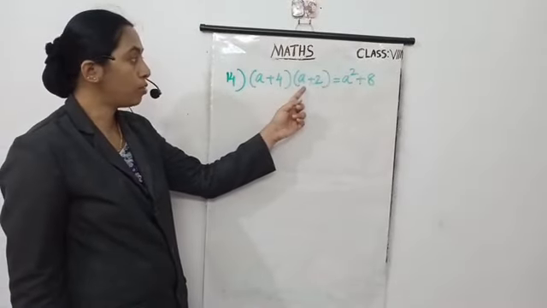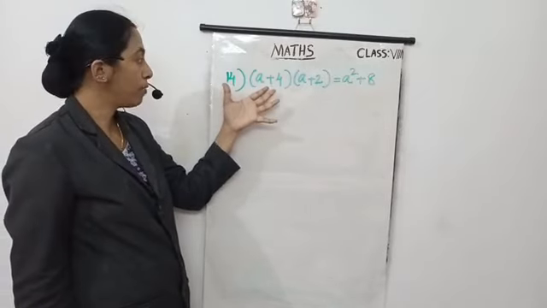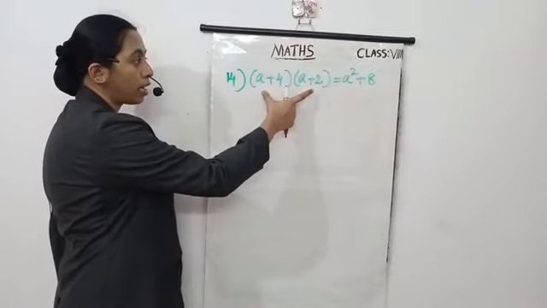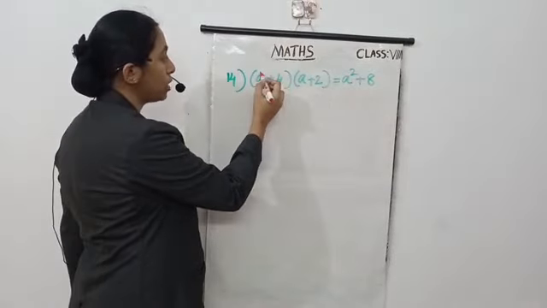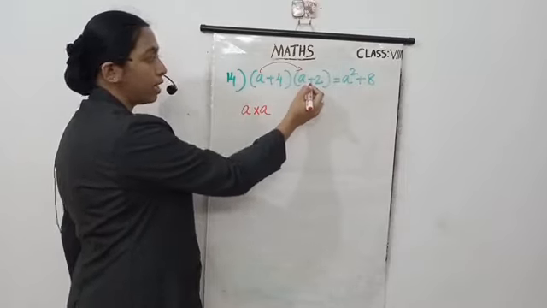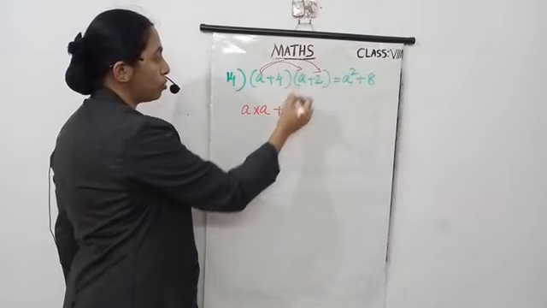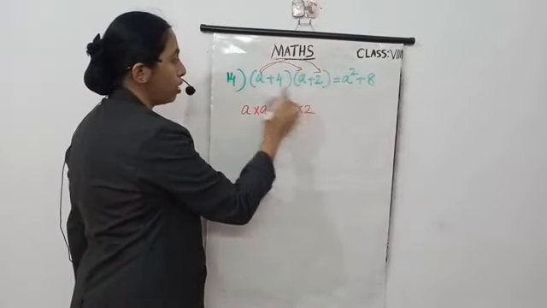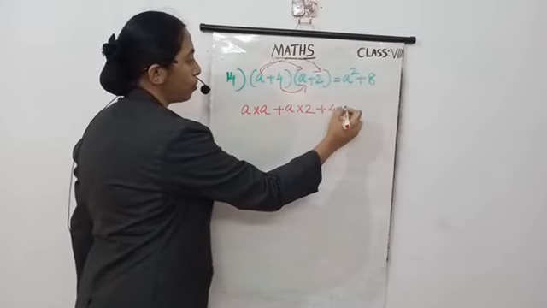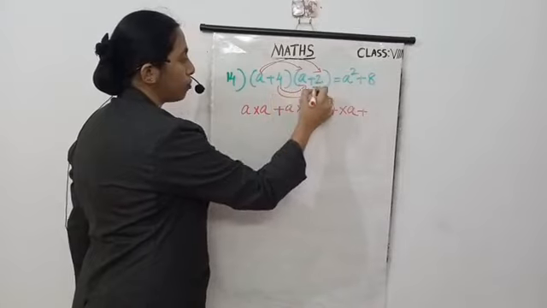(a plus 4) into (a plus 2) equal a square plus 8. This is like previous question 13. So this is wrong. So we calculate this side. So this is a into a. First a into a. Then this plus next a into 2. Then put this plus this 4 into a. Then this plus again 4 into 2.